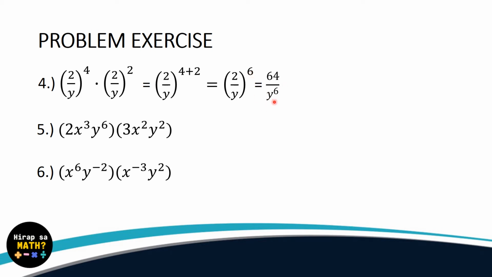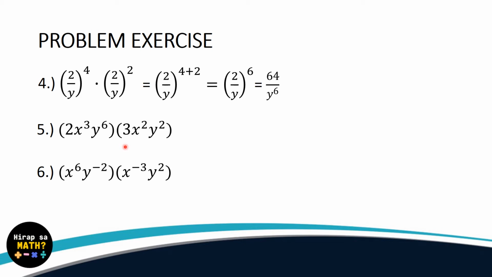So, final answer is 64 over y to the 6. Okay, next. 2 times x to the third, y to the 6, times 3x squared, y squared.